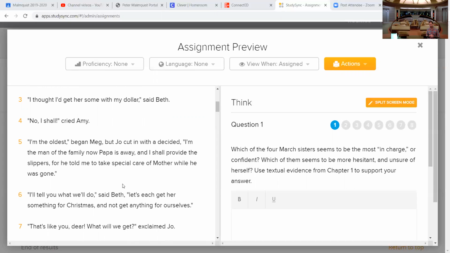"I'm the oldest," began Meg, but Joe cut in with a decided, "I'm the man of the family now, Papa is away, and I shall provide the slippers, for he told me to take special care of Mother while he was gone."